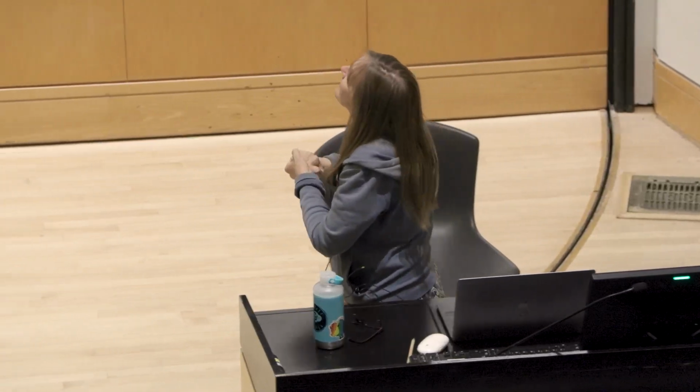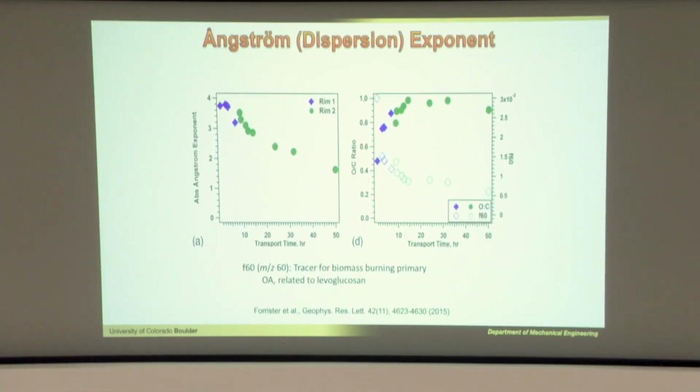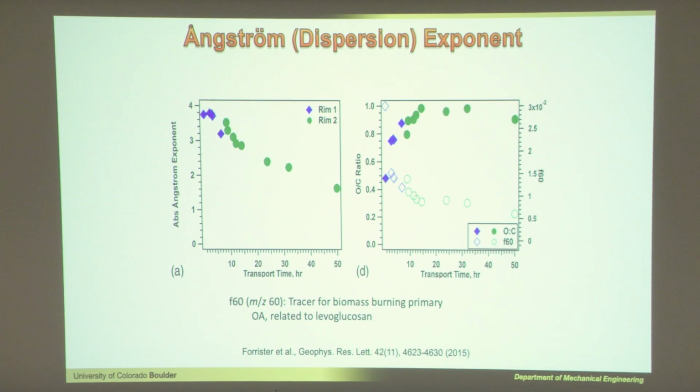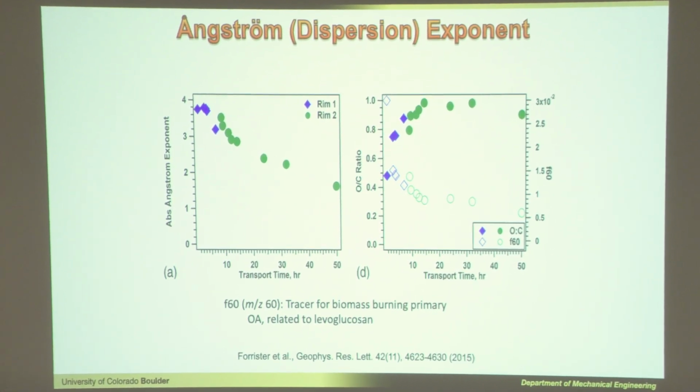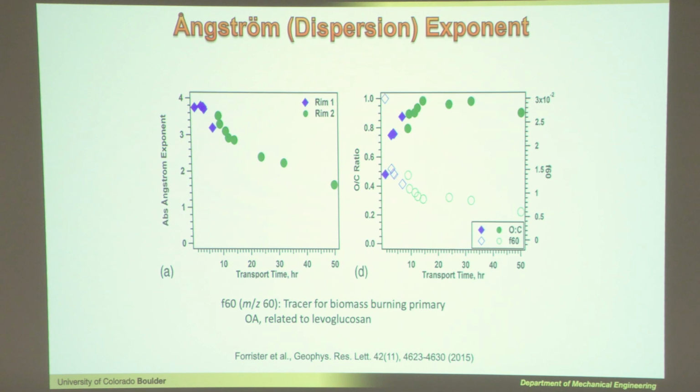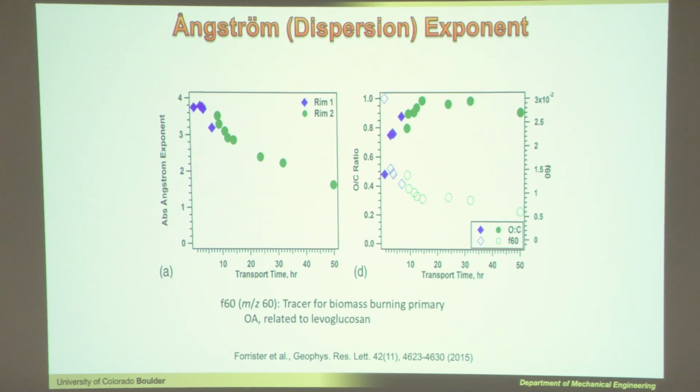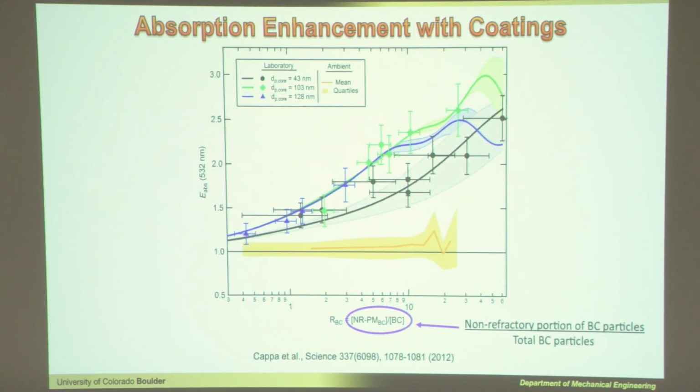Okay, so this is another study where they're trying to map out the dispersion exponent and understand what happens to the particle as it's evolving in time and space, as it's being transported. They actually use it as a tracer for biomass emissions. They're like, okay, I see these particles, they have this dispersion exponent, they must be coming from a smoldering fire, so we're going to see if we can understand what else is emitted in these smoldering fires.